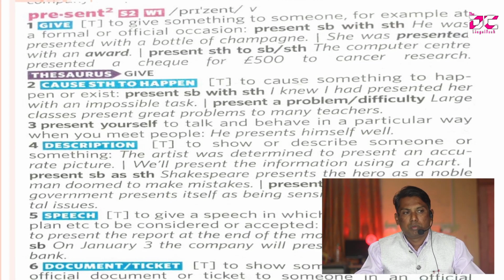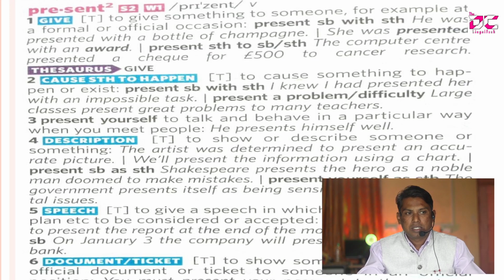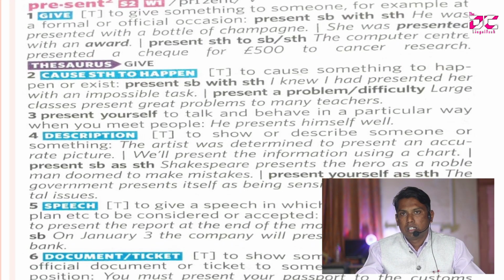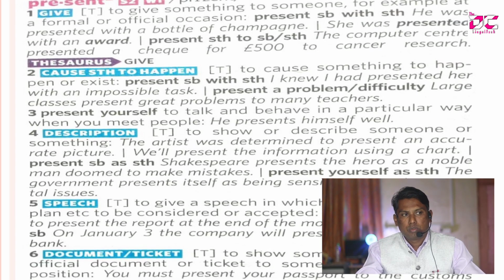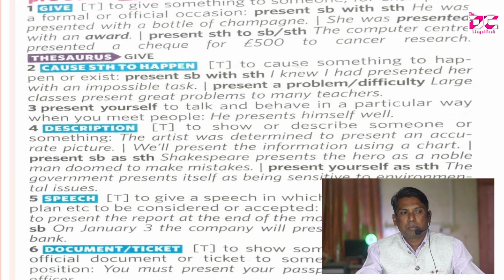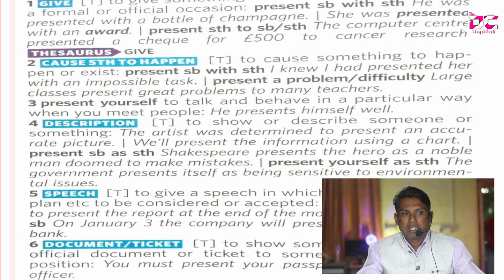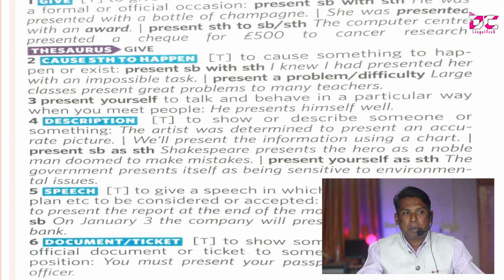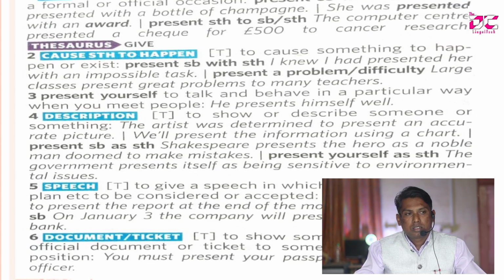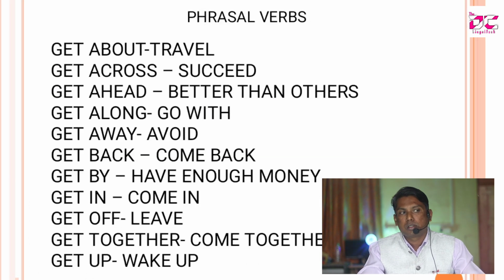Let's take a few examples from it. The first example is present as a verb. We can say, she was presented with the award. So presenting an award is one of the meanings, to give. Second is a description, for example, to show or describe someone or something. The artist was determined to present an accurate picture, or it can be a speech, document, etc. So a word has more meanings. We have to understand some phrasal verbs also.